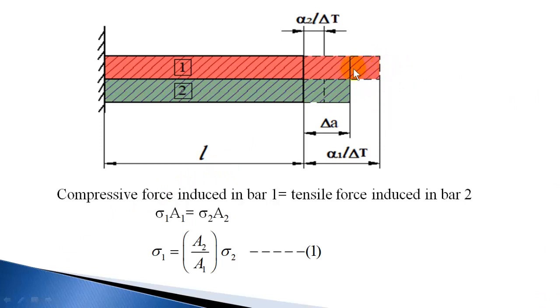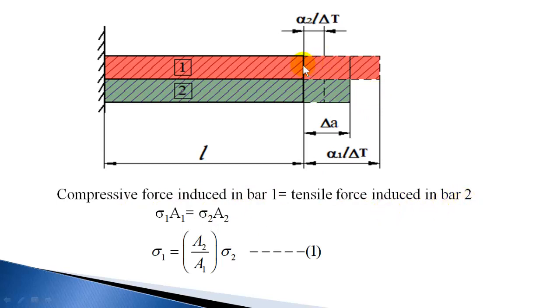So material 1 is subjected to a compressive force exerted by 2 on it to reduce its free expansion, and material 2 will be subjected to a tensile force to increase its expansion beyond its natural expansion. So the compressive force induced in 1 and the tensile force induced in 2 are equal.